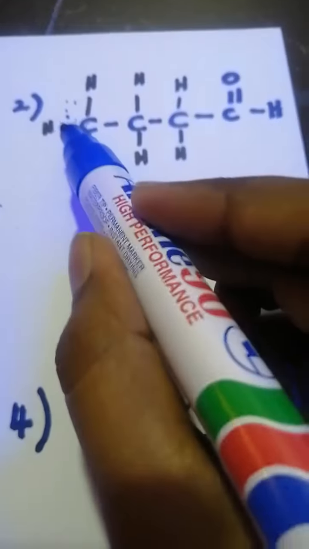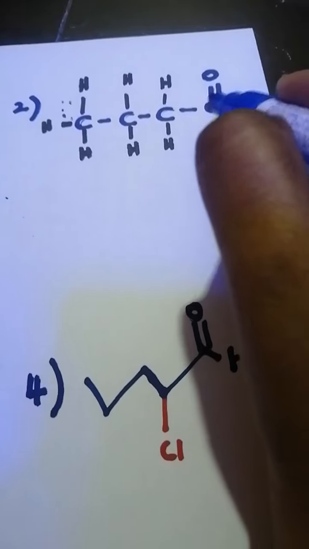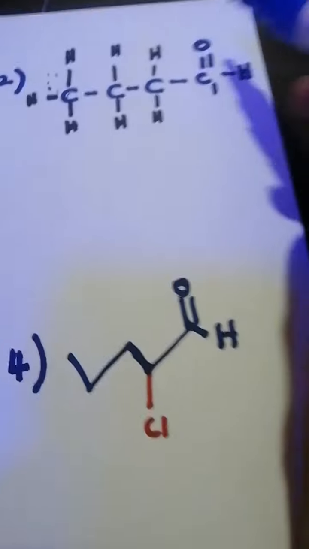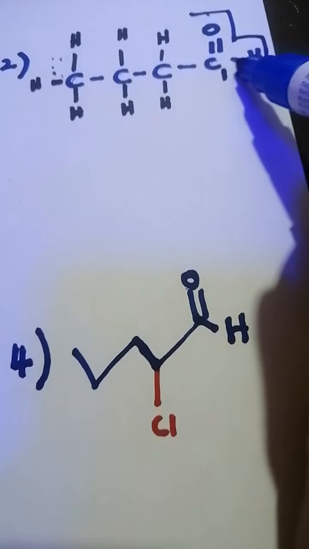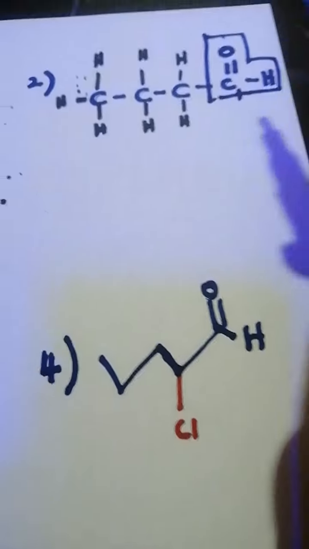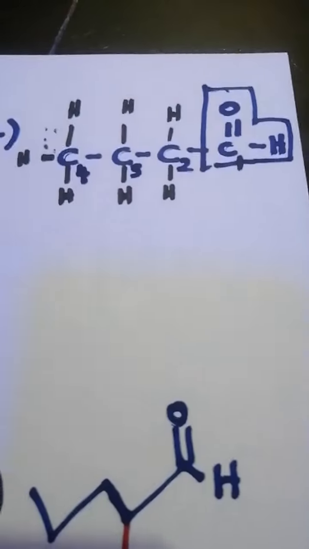Next, if you take a look, we always have to observe one thing. First, the first carbon, because the aldehyde functional group always attached to the first carbon. So this. Now, this will be the first carbon, second carbon, third carbon, fourth carbon. So we have 4 carbons.